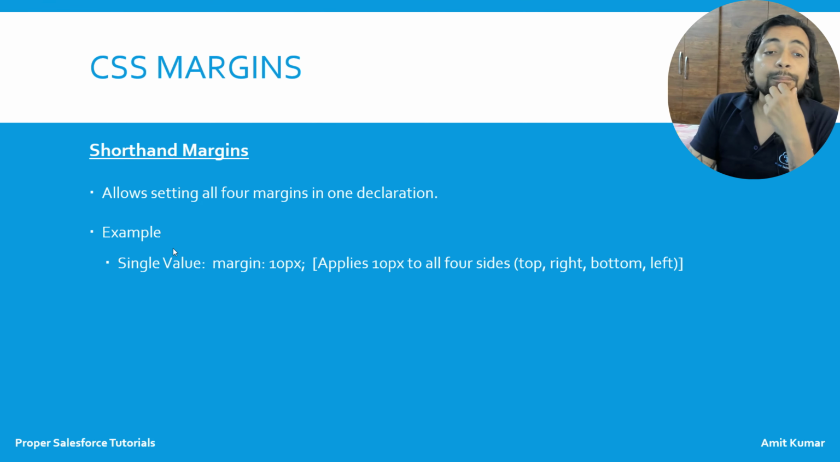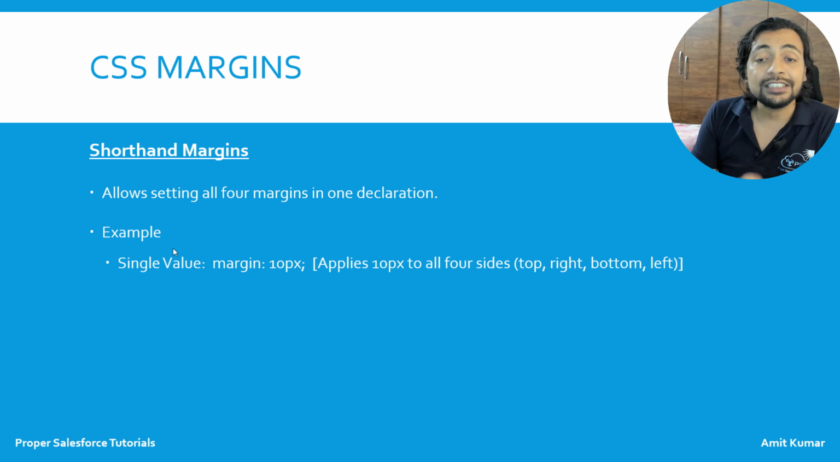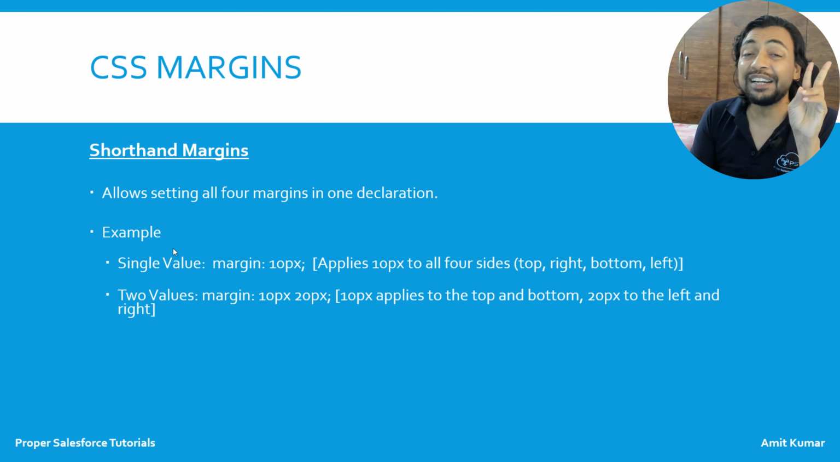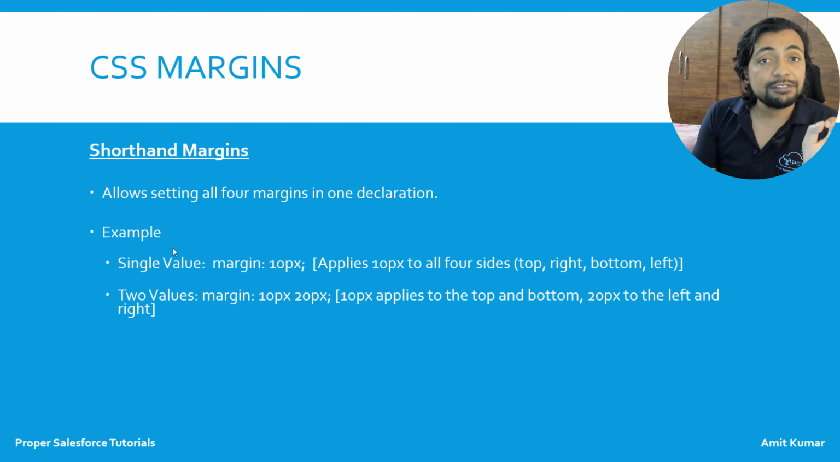So there are some examples. If we provide a single value, suppose we are providing margin and then 10 pixels, so that 10 pixel margin will be applied on all the 4 sides: top, right, bottom, and left. If we provide 2 values, for example 10 pixels and 20 pixels, then 10 pixels will be applied on top and bottom, 20 pixels will be applied on left and right.